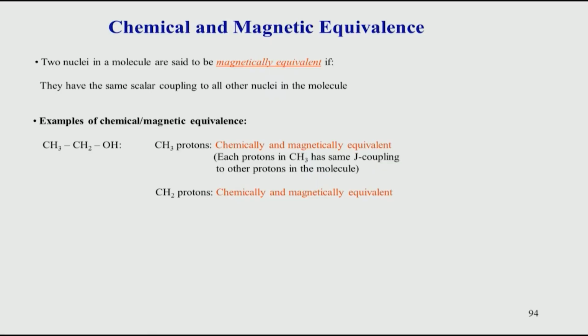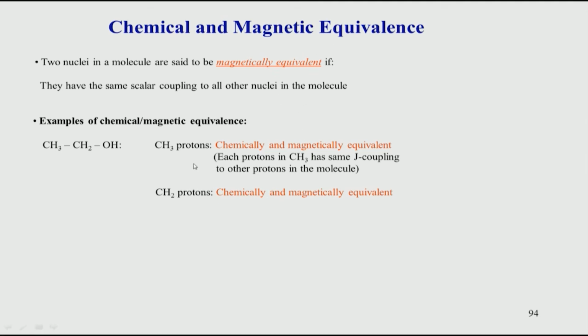So, we looked at chemical equivalence. Now, let us look at what is called magnetic equivalence. This is another concept in NMR. Chemical equivalence basically means that two hydrogen atoms are called chemically equivalent if they are interconvertible to each other, as well as having the same chemical environment. Now, what is magnetic equivalence?